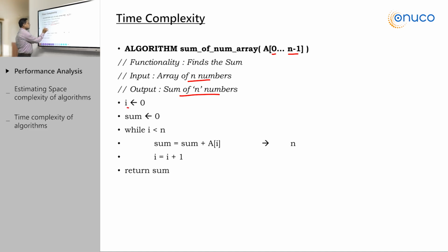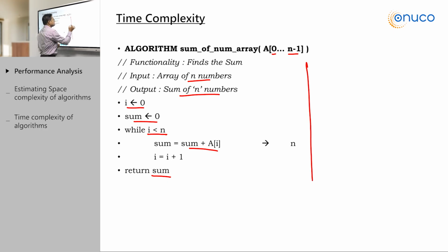I is 0 for initialization, sum is 0 for another initialization. This is the condition: while I is less than n, we add sum equals sum plus a of I, in order to sum all the elements of the array. Finally, I equals I plus 1 is the index we increase, and return sum gives you the final value.